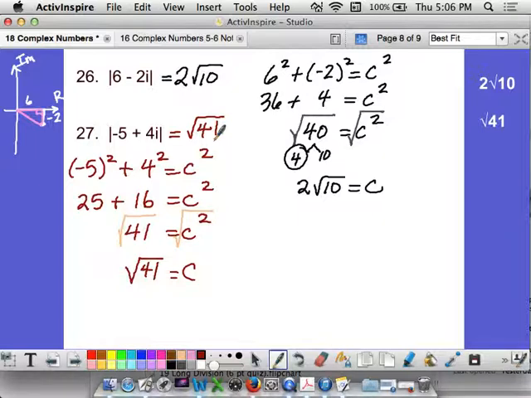So when you're finding that absolute value, it takes you back to that imaginary coordinate plane, but it's simply using the Pythagorean theorem with your a and your b.